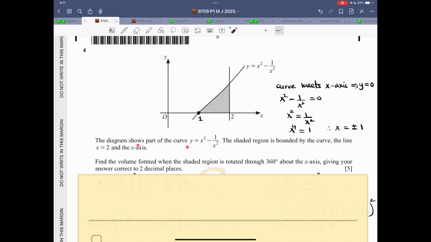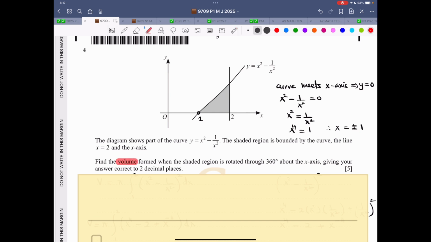The diagram shows part of the curve. The shaded region is bounded by the curve, the line x equals 2 and the x-axis. That's the line x equals 2. That is the x-axis. Curve meets x-axis, y coordinate is 0. Therefore, x is plus minus 1. So over here, naturally, this is plus 1. Find the volume of revolution.